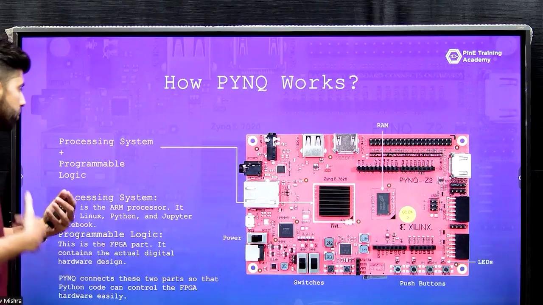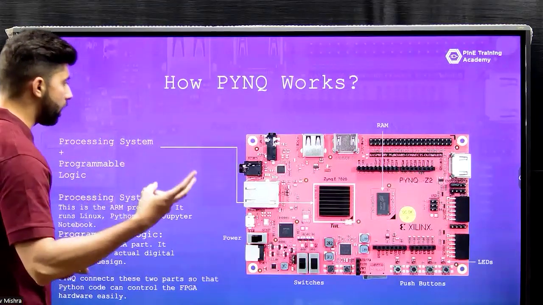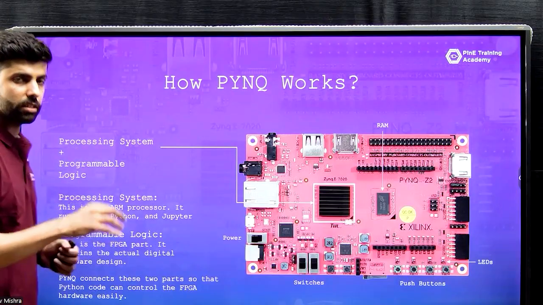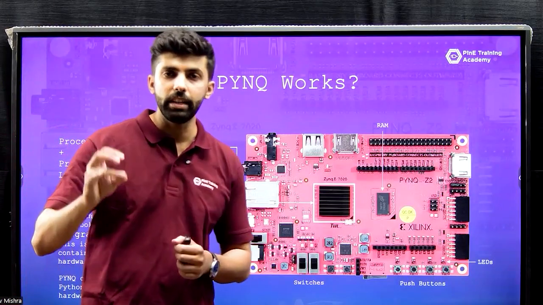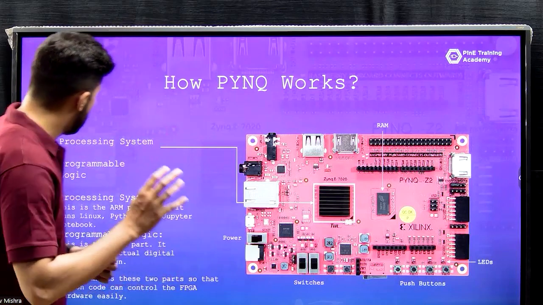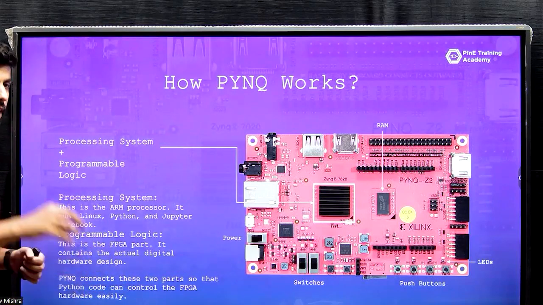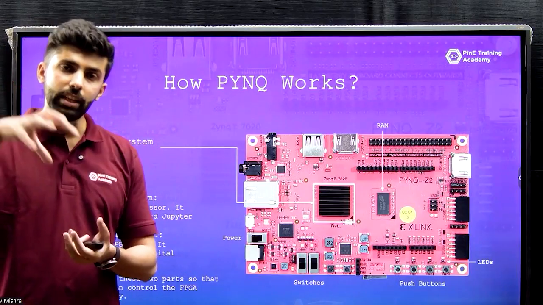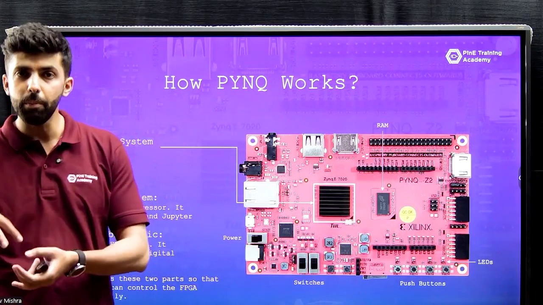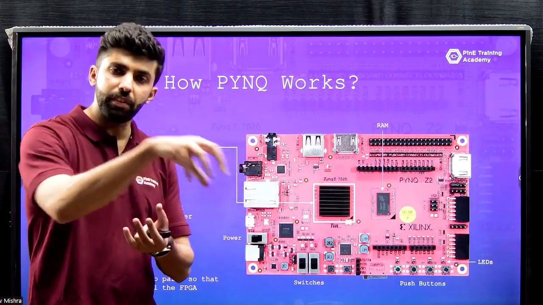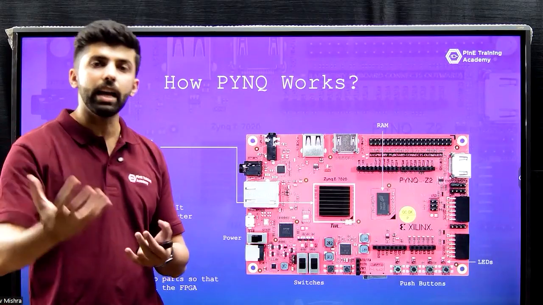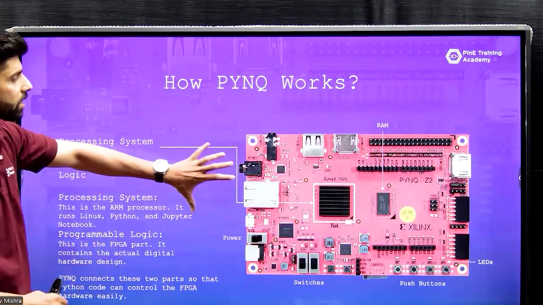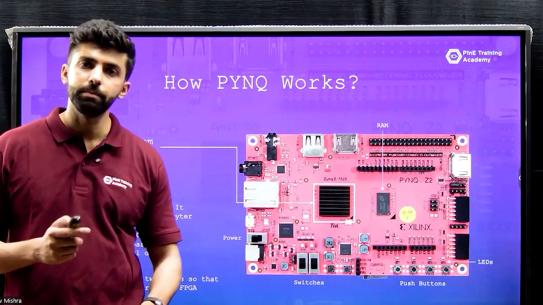Right? So I'm repeating again, there are two main important parts of your PYNQ board: processing system and programmable logic. Processing system is your ARM processor. It runs Linux and your Python code. And programmable logic is your FPGA, where your digital circuit design gets loaded. Now this circuit will help me to interact with different components of the board with the help of Python language. Okay, so this is how this board works.